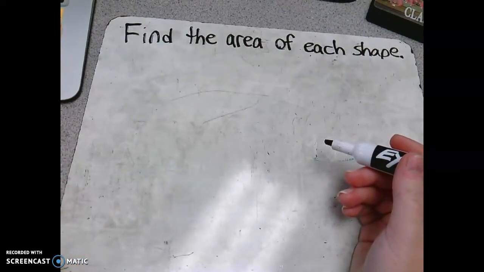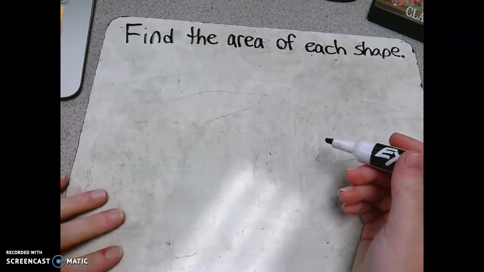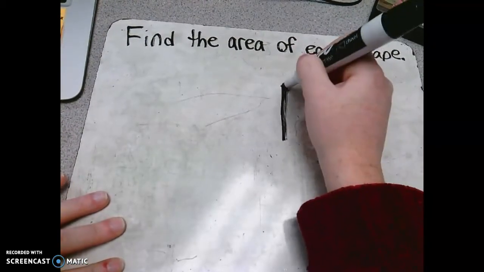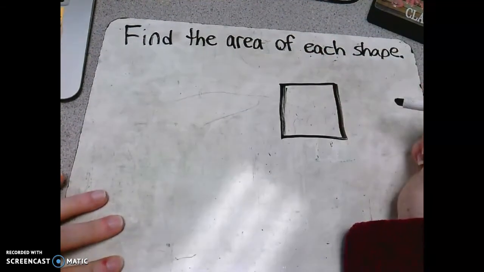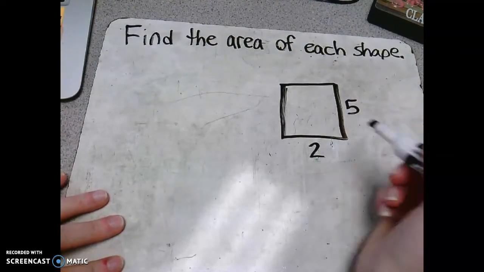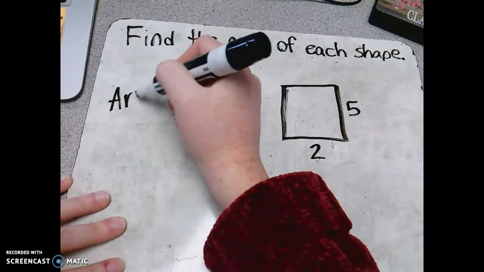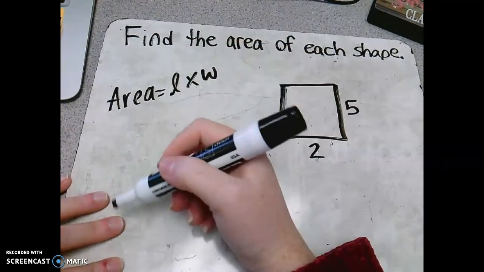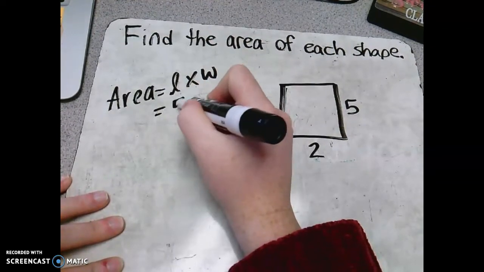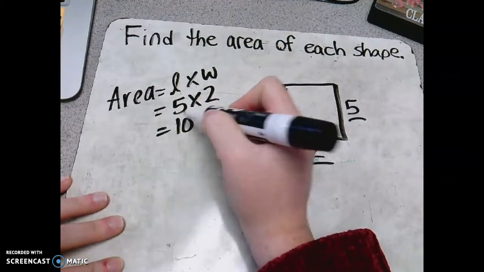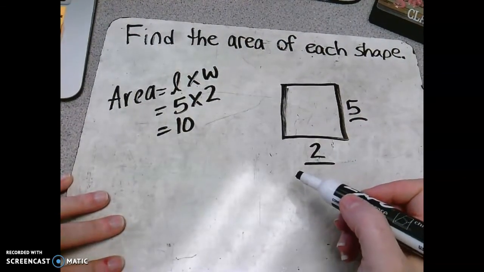Okay, today we are going to practice finding the area of a shape. Now, if you remember from our previous lesson, we've had to find the area of a rectangle before. So if we had 5 on this side and 2 on this side, and remember area equals length times width, to find this area we would just do 5 times 2, and we would get 10. 10 would be the area of this rectangle.